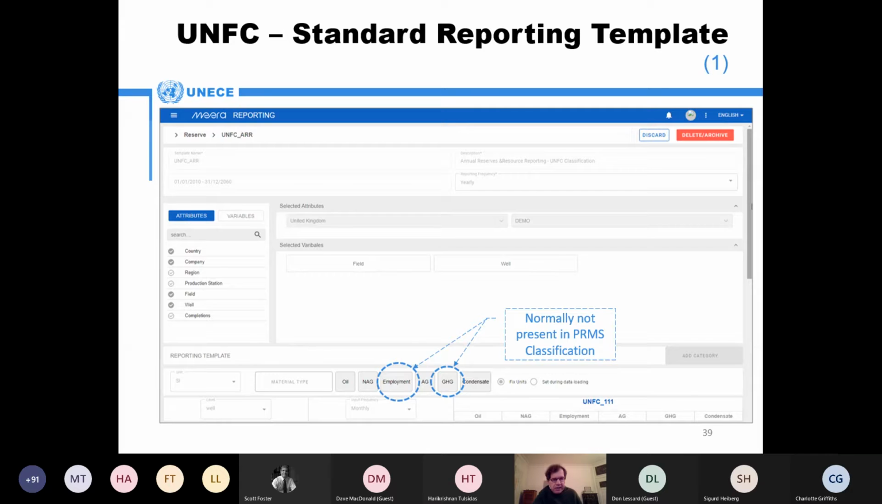It started with a petroleum system: oil, gas, non-associated gas, condensate, but we can easily add additional quantities. So for instance, greenhouse gas emission equivalents, employment numbers, you name it. And if there's something missing that you would like to see in there, the database is structured in such a way that you can always add another data type. Next slide, please.